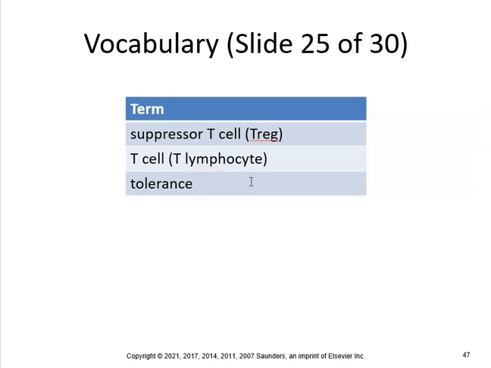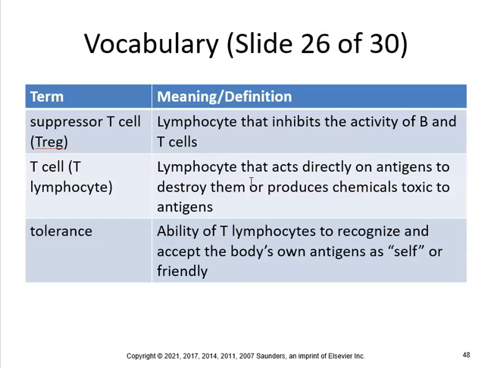Suppressor T cells, and tolerance. Suppressor T cells, or Tregs, are lymphocytes that inhibit the activity of B and T cells. We don't like those, right? T cells are T lymphocytes that act directly on antigens to destroy them or produce chemical toxins to antigens.